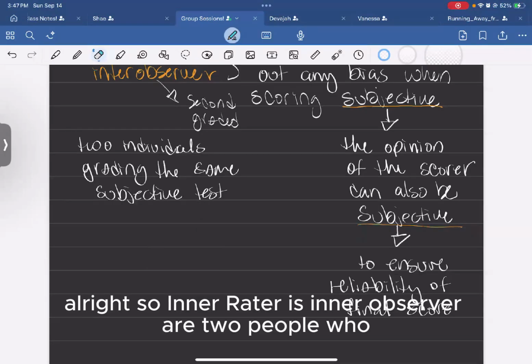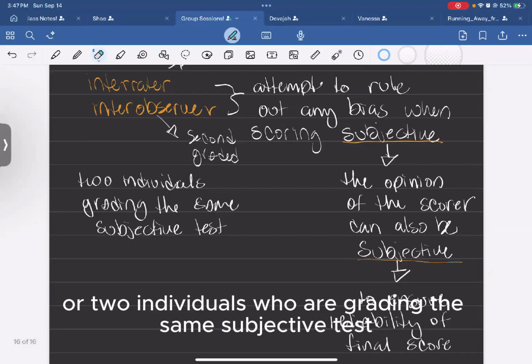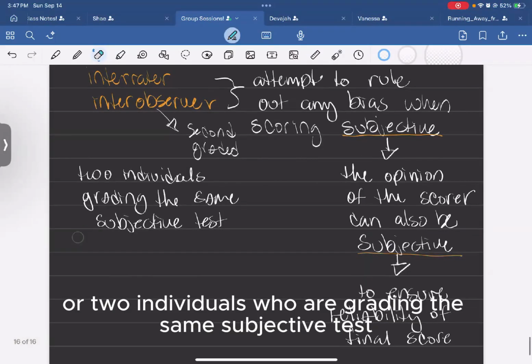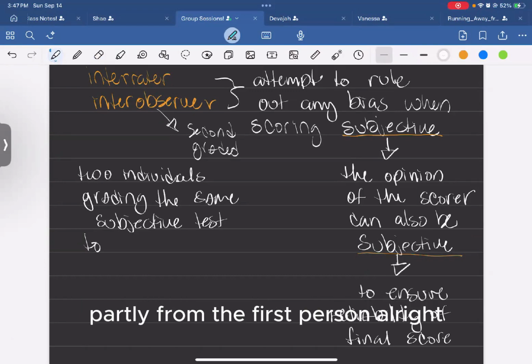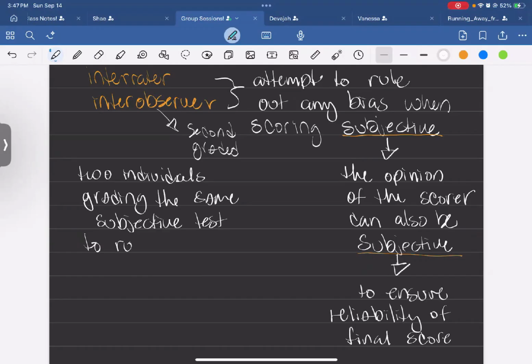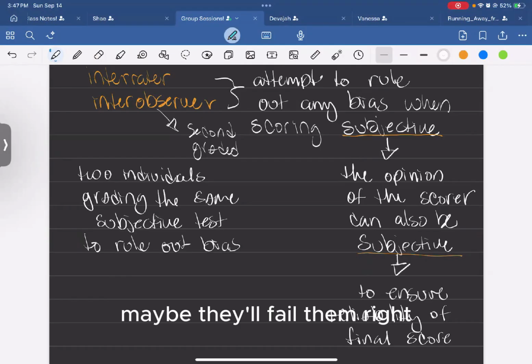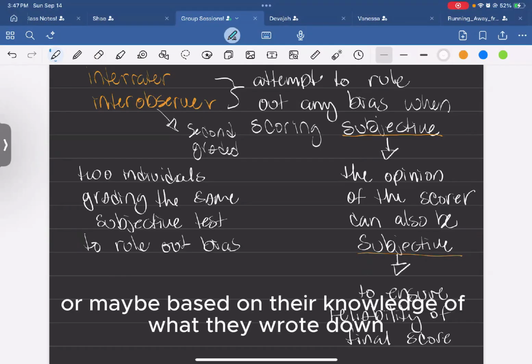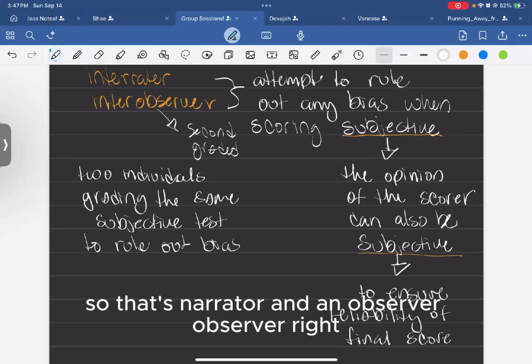So intra-rater and inter-observer are two individuals who are grading the same subjective test to rule out biases from either person, mainly probably from the first person. Maybe they don't like the kid that took the essay test, maybe they'll fail them. Or maybe based on their knowledge and opinion, what was written wasn't good enough. So that's iterator and observer.